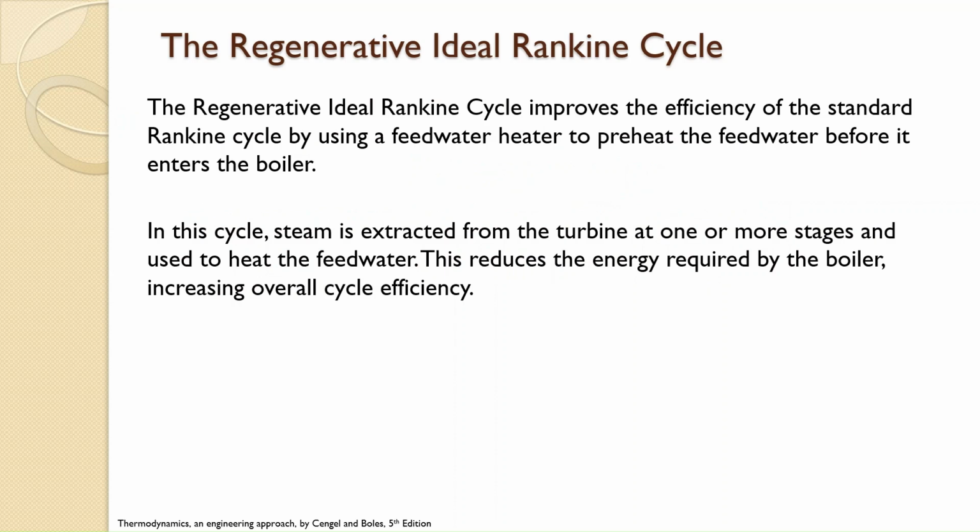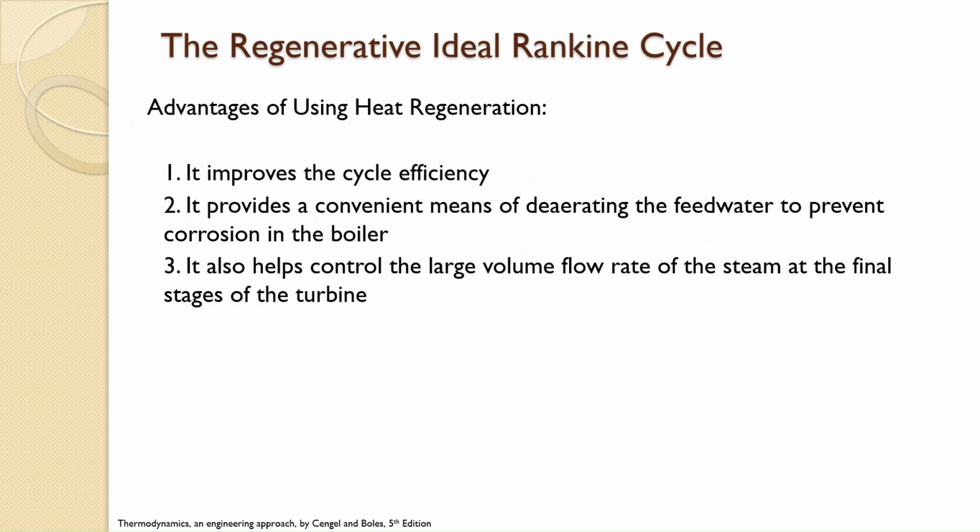By heating the feedwater using steam from the turbine, less fuel is needed to achieve the desired steam condition, which makes the cycle more energy efficient. Advantages of using heat regeneration are improving the cycle efficiency. By using the heat from the steam to preheat the feedwater, the need for additional energy input in the boiler is reduced. This improves the cycle overall efficiency.